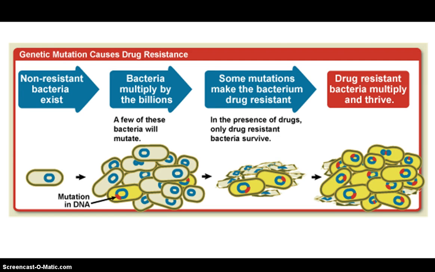So here's another one we've probably heard a lot in the news about things like MRSA, methicillin-resistant Staphylococcus aureus, and these superbugs, so bacteria that have become resistant to antibiotics. And those arise because of mutations over time. So if we have a non-resistant bacteria over here on the left, maybe it can be wiped out by penicillin or ampicillin, and the bacteria multiply by the billions.